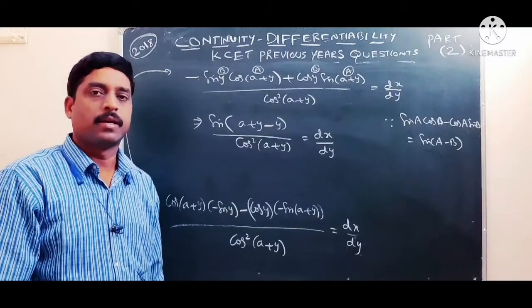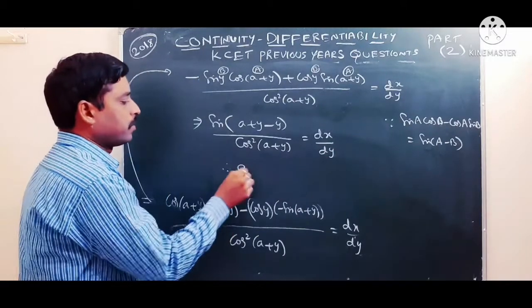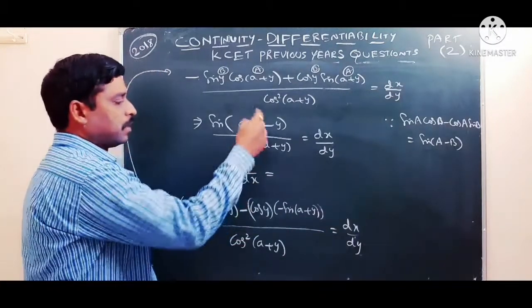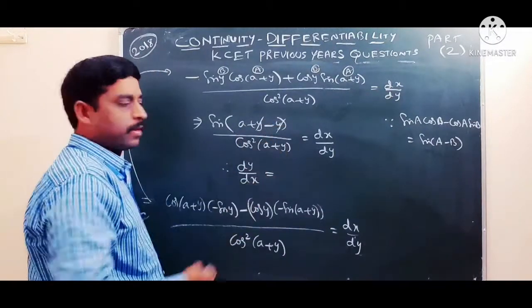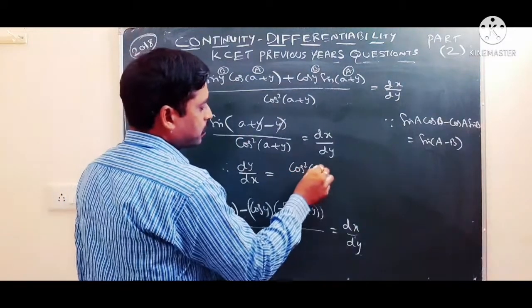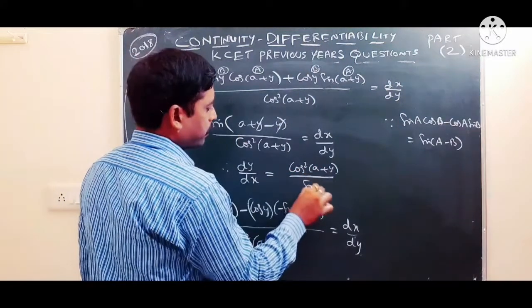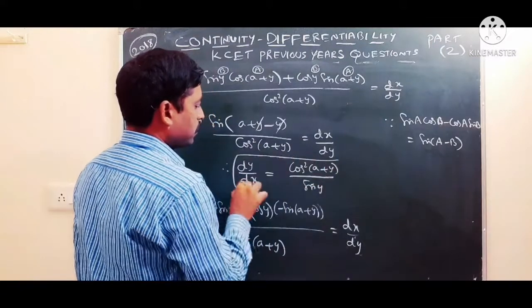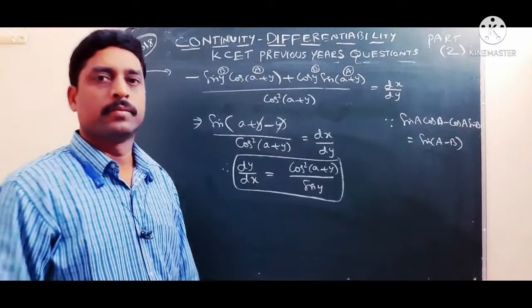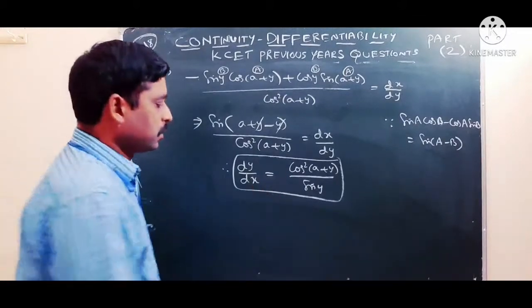But our target is dy by dx. Therefore dy by dx is equal to the reciprocal, where y gets cancelled. So the reciprocal on the left side gives cos square of a plus y by sin a. This is the final answer. This is the final result. So option 2 is correct.